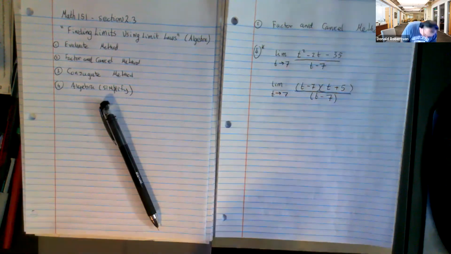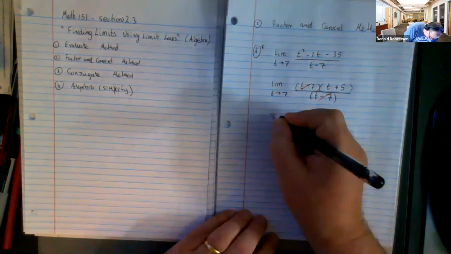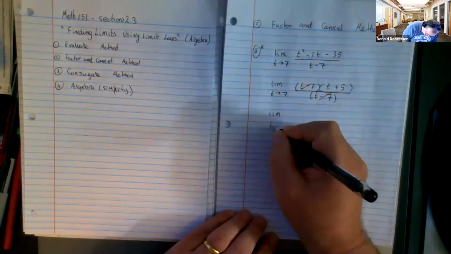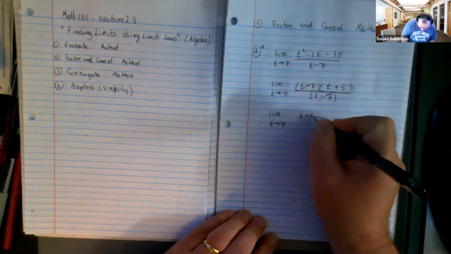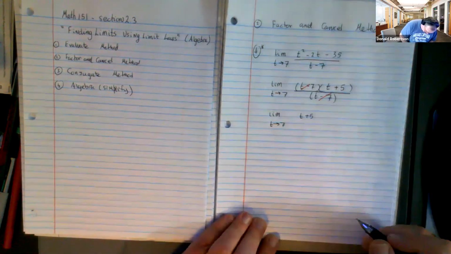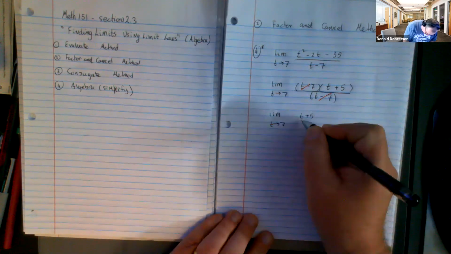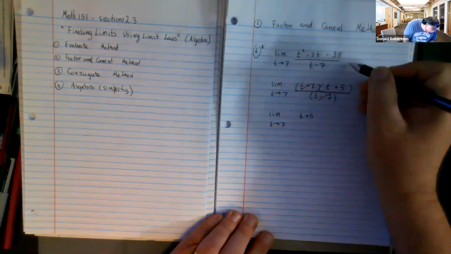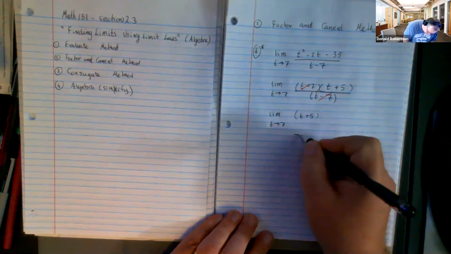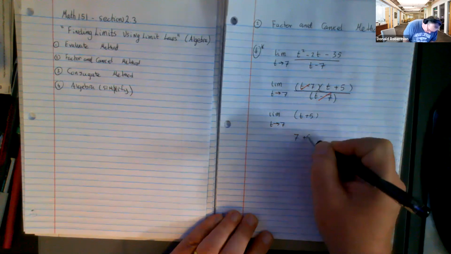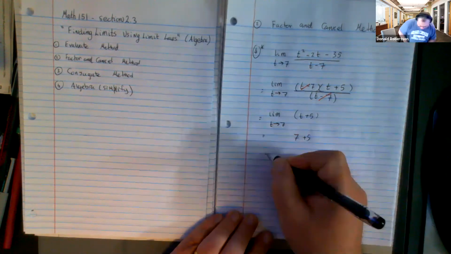Now, cancel it. And there you get the limit as t goes to 7 of t plus 5 over 1, but we probably wouldn't write the over 1. At this point, the original has reduced to a really easy thing, which we can evaluate in the usual way. If I plug 7 in here, we get 12.